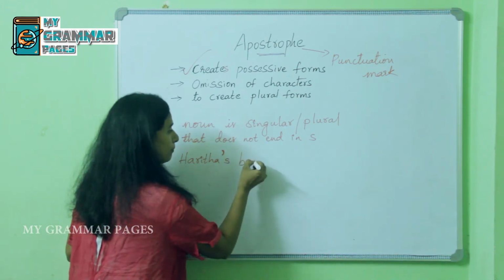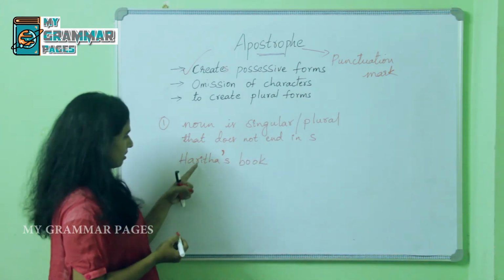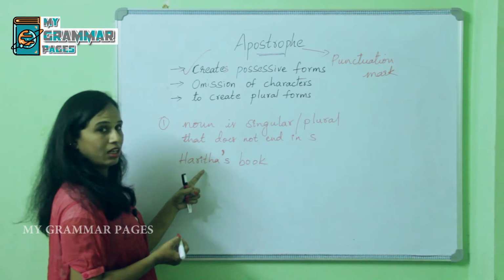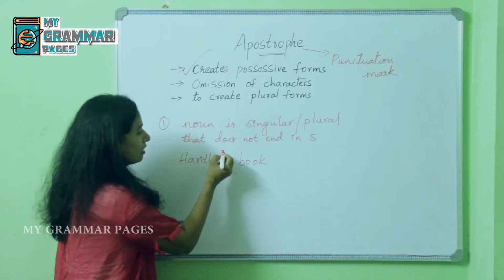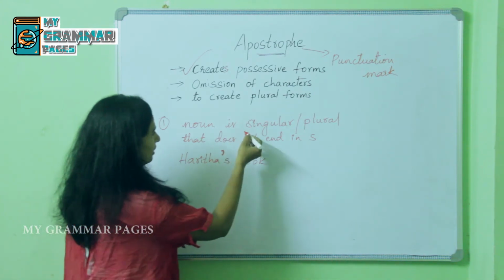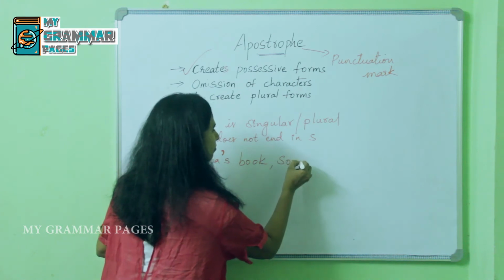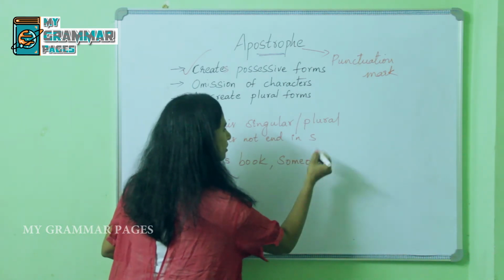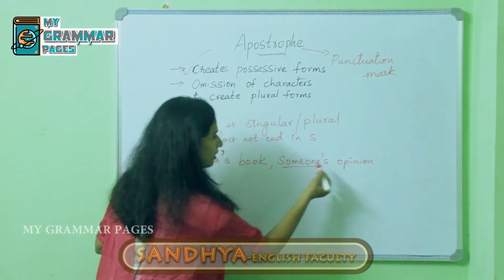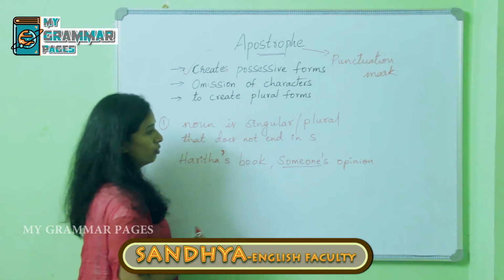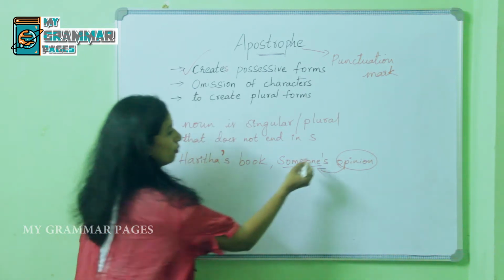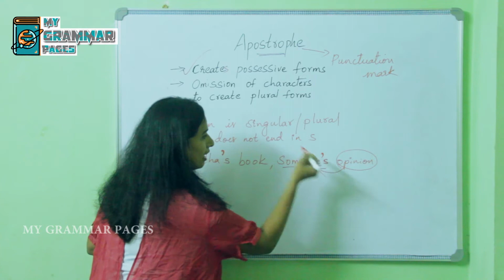For example, I have taken book. Harita's book. This is a singular noun. When we are talking about the belonging of Harita, then it becomes the possession of Harita, so it has to be apostrophed with s. And we can take even someone's opinion. Here someone will be considered a singular noun, so this opinion belongs to someone. We kept an apostrophe over this and added s.